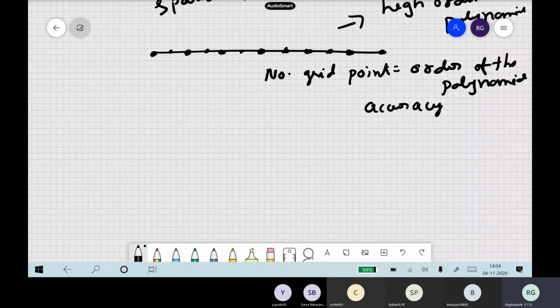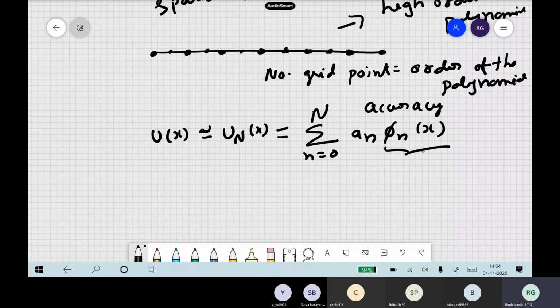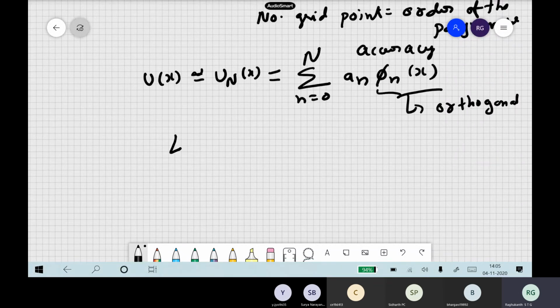As we discussed previously, if you have any function u of x, you approximate it by some u_n. Last class we already said: u_n equals a_n times phi_n of x, where these are orthogonal polynomials or whatever. They can be polynomials, or a Fourier series or Chebyshev series, and so many things are there. If you write the differential equation like this, L is our ODE operator, and the right hand side is our forcing function.